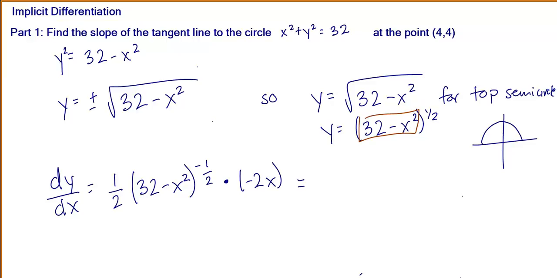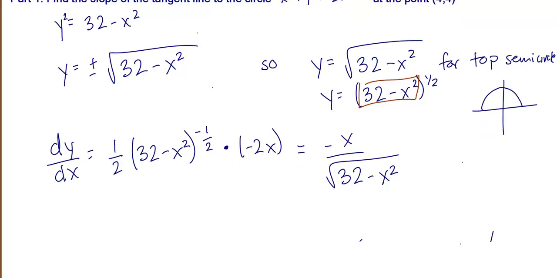Let's simplify a little bit. My 2's cancel, so I'm going to get negative x. Let's bring our square root down to the bottom since that's the negative exponent. So negative x over the square root of 32 minus x squared. So that's my nice derivative, dy/dx.